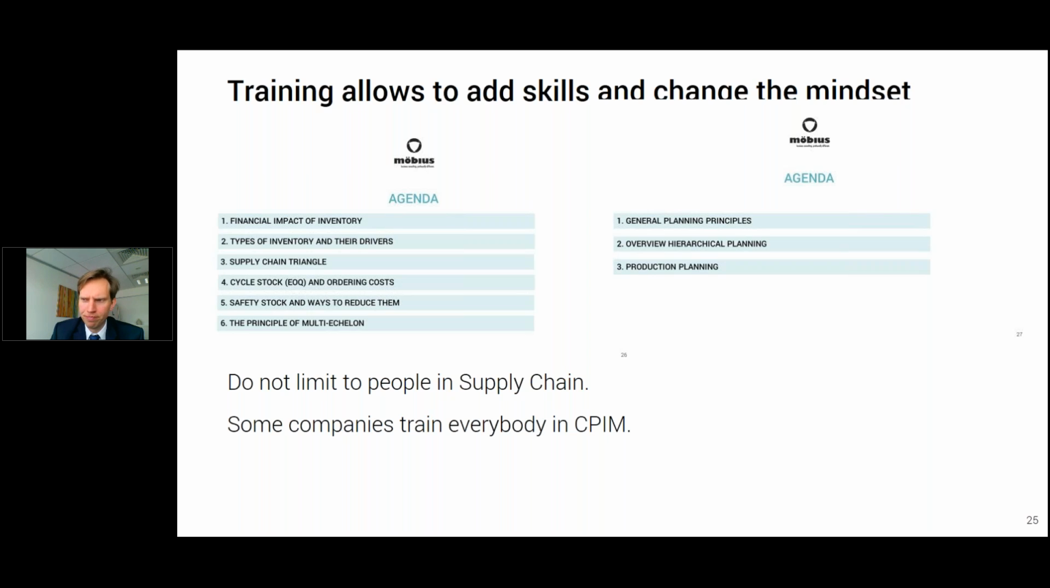If other people in the organization, wherever they are, all the people who touch the value chain somewhere, if they have even a basic understanding of supply chain principles, it will help to talk a common language and to think in a more transversal way about the supply chain impact of decisions. I think this is a very important factor to make companies inventory efficient.